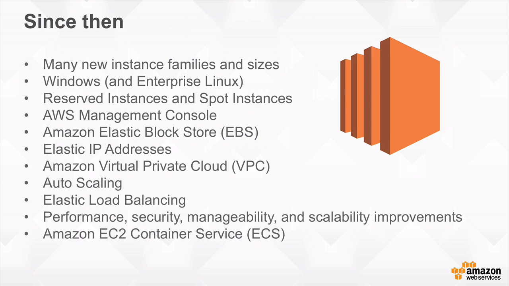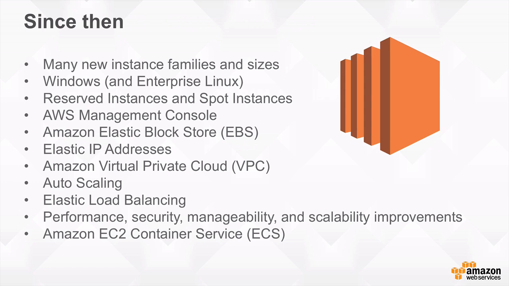So your persistence had to be handled in a different way using S3 at launch. We now have EBS, which of course addresses that issue. We've added EIPs, elastic IP addresses, the virtual private cloud, VPC, auto-scaling, elastic load balancing, many performance, security, manageability and scalability improvements. And most recently, we've added the EC2 container service, or ECS, which is a highly scalable, high-performance container management service that allows you to run Docker containers on EC2 instances, enabling you to manage distributed applications on a managed cluster of EC2 container instances.